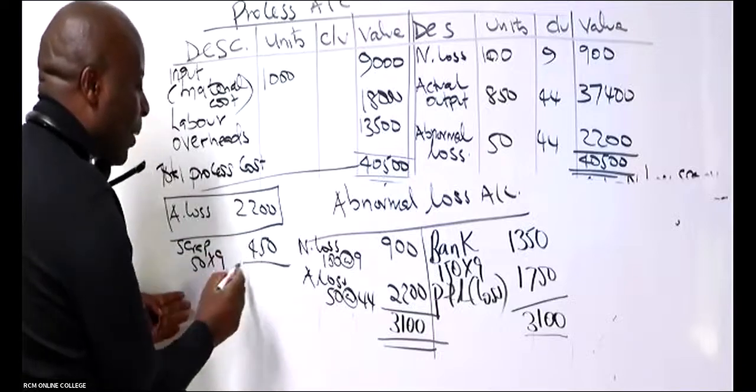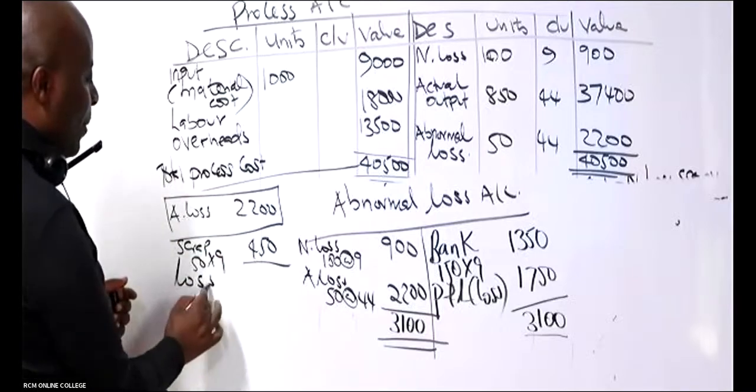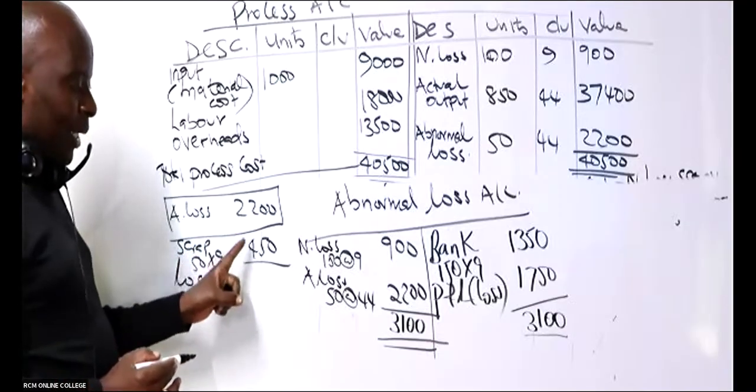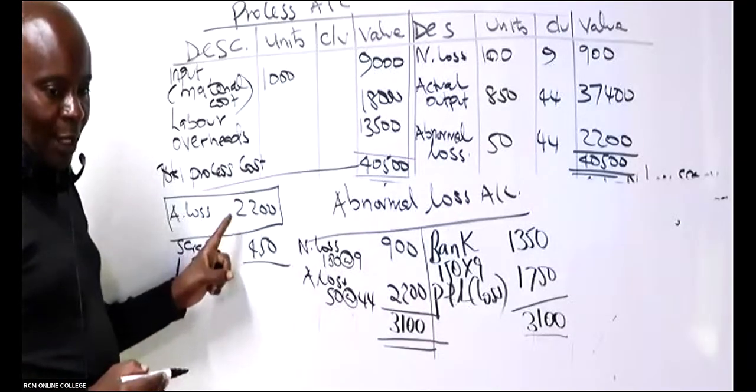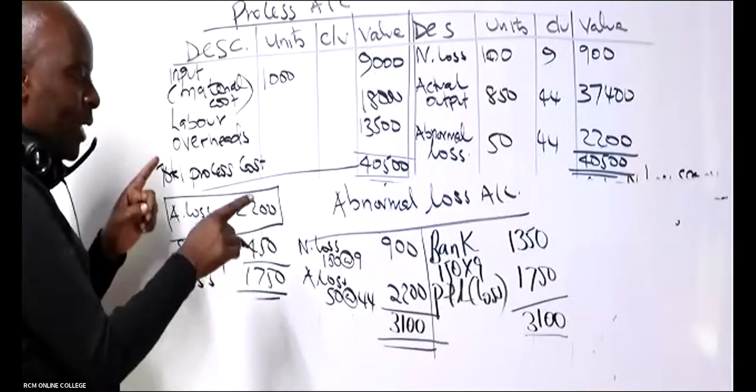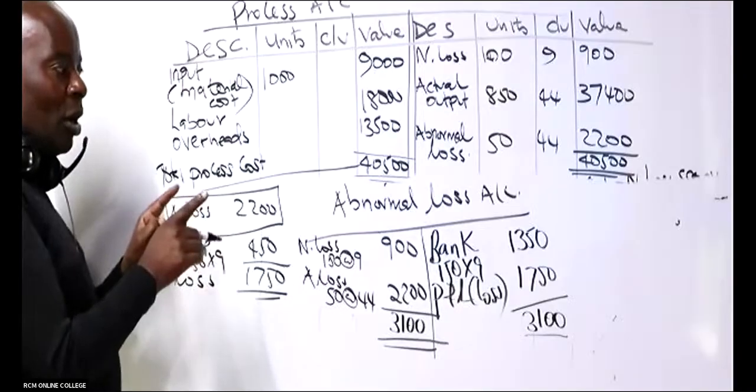Then what loss am I making out of this? What is 2,200 minus 450? It gives me the same amount which I've been able to get from the abnormal loss account.